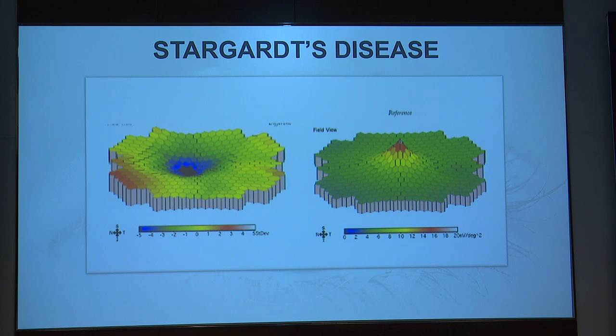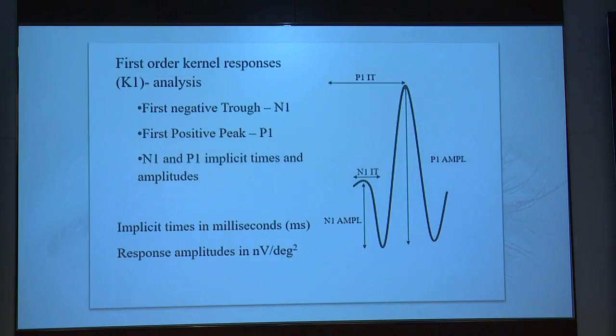On the right hand side is normal, the left is the diseased one, Stargardt's disease. It also gives a positive wave and a negative wave. The positive wave is the P wave, and negative is N1. You can measure the implicit time in milliseconds and response in nanovolts. But we do not calculate that. It is a mathematical summation, and the machine gives you the overall picture.